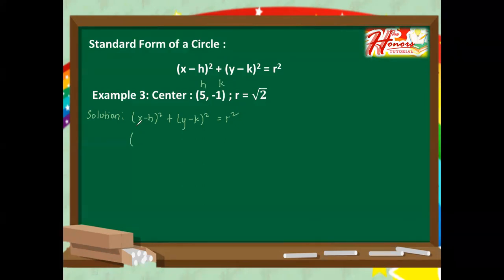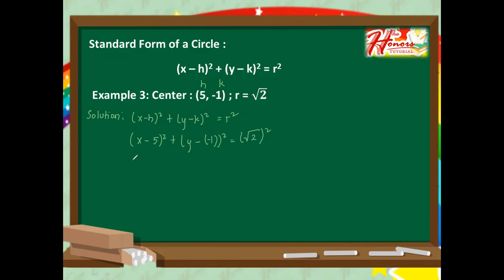For x, let's substitute now. We don't have the value for x, so copy x minus the value of h, that is 5 raised to 2, plus y minus the value of k, that's negative 1. So negative 1 raised to 2 equals r squared. R is square root of 2 raised to 2.